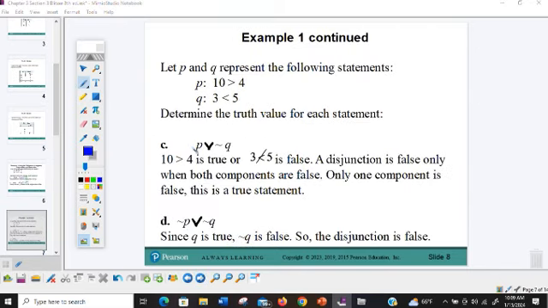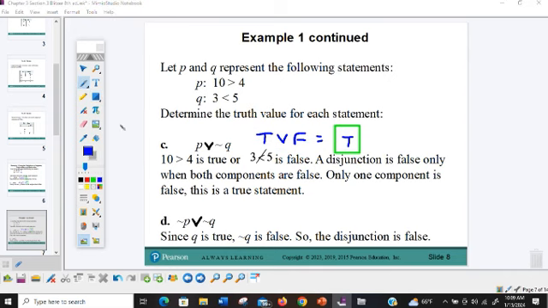Okay, so now, P or not Q. Okay, so P is true or not Q. Well, if Q is true, not Q is false. True or false? Is one or the other true? Because this one's an or. The answer to that is yes, one or the other is true. So it is a true statement.